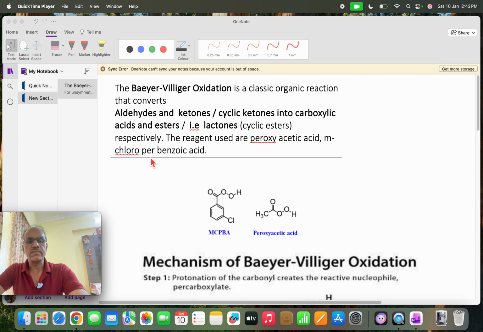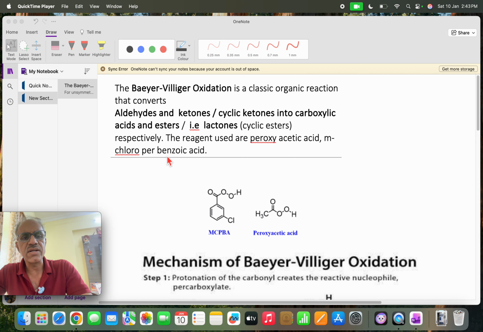Baeyer-Villiger oxidation reaction. It's a classic organic chemistry reaction where aldehydes and ketones, which can be straight chain ketones or even cyclic ketones, are oxidized. Aldehydes are oxidized to carboxylic acids as usual, and ketones, straight chain or cyclic, give us esters or cyclic esters like lactones. Once again I'll confirm it: aldehydes and ketones, which can be straight chain or cyclic ketone.